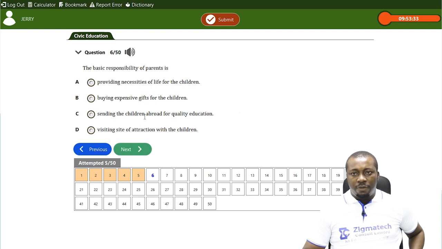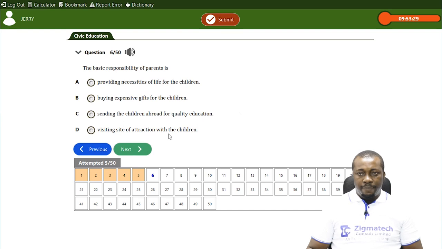C, sending the children abroad for quality education. D, visiting site of attraction with the children. Now, visiting site of attraction with the children is not a basic. It's not a must.